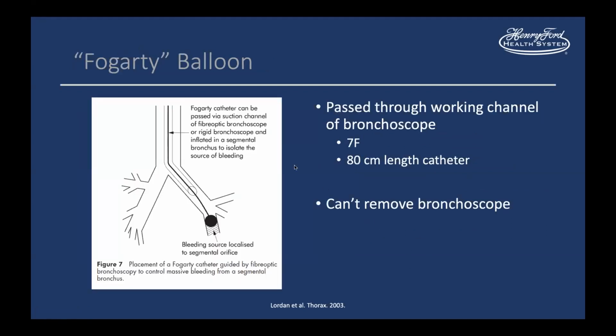The Fogarty balloon, on the other hand, goes through the working channel of your bronchoscope. So you can drive your bronchoscope down to wherever the bleeding is coming from. It goes directly through your working channel, and then you inflate the balloon and you hold pressure. These balloons are easier to use, but the biggest downside is you can't remove your bronchoscope.